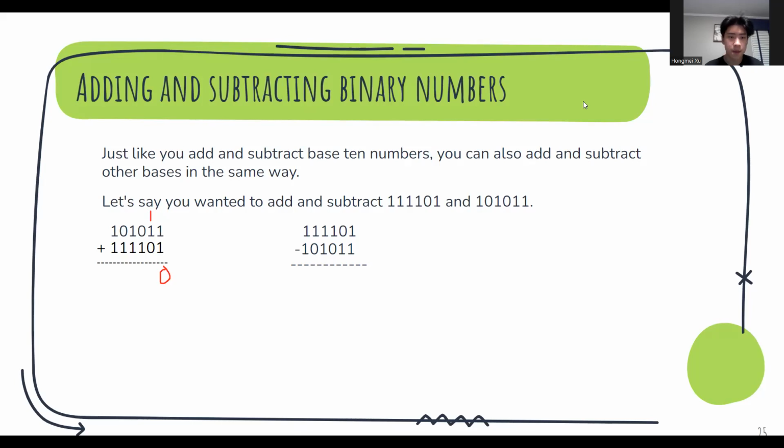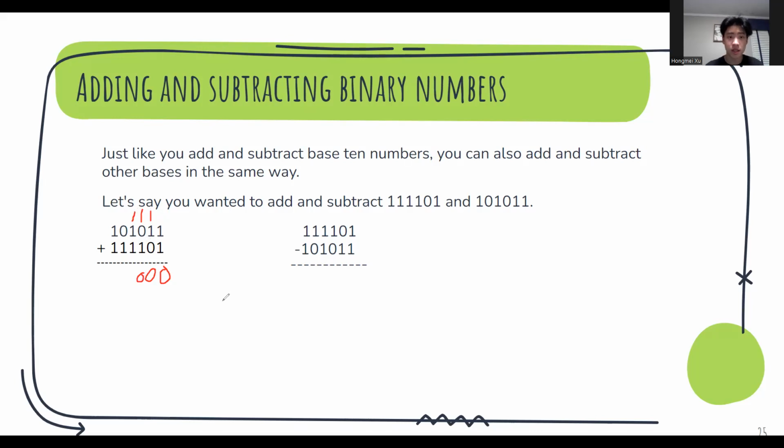And then you have 1 plus 1 plus 0, which is 2, right? So you're putting the 0 here, 1 here. Again, because 2 is 1, 0. And 1 plus 0 plus 1 is again 2, which is 1, 0. So you're putting the 0 here, putting the 1 here.